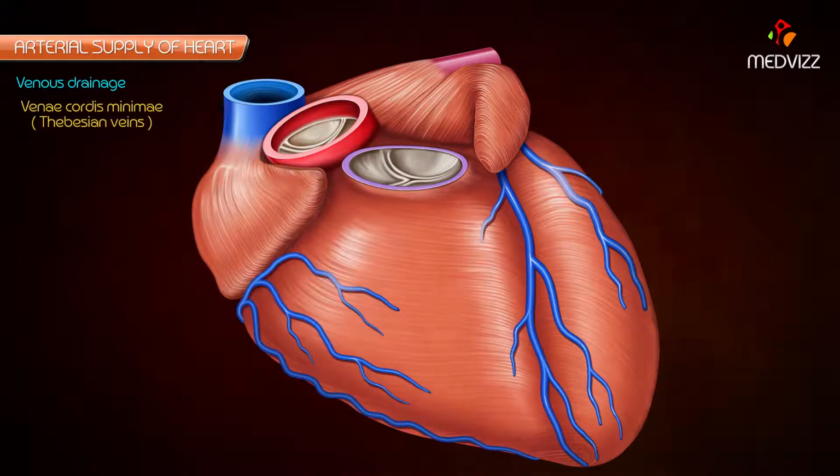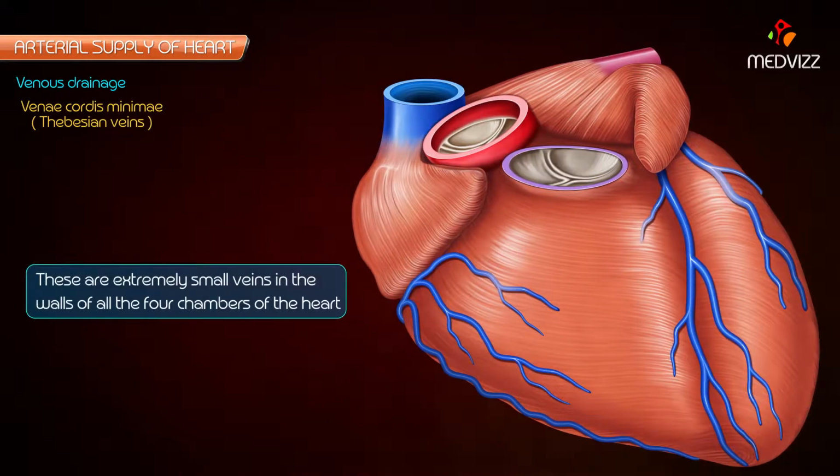Venae cordis minimi, also known as Thebesian veins. These are extremely small veins in the walls of all four chambers of the heart.